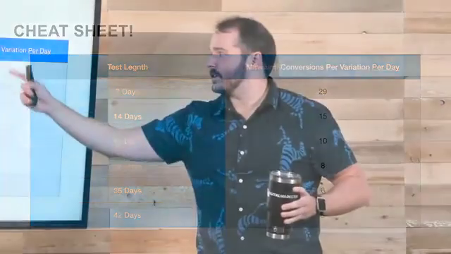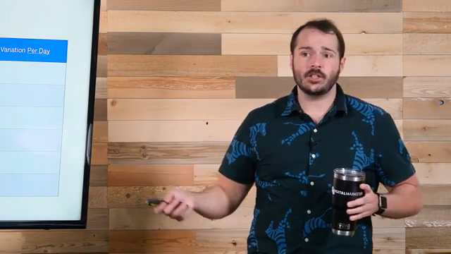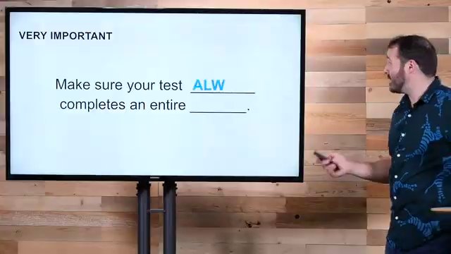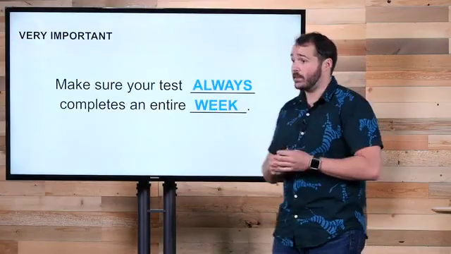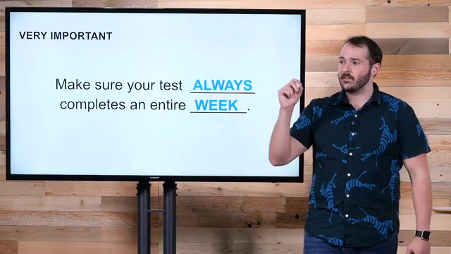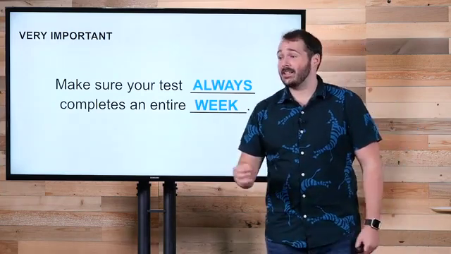And then say you're like, nope, don't get that, move to the next one. You're like, oh, I get 15 though. So it's a 2-week test. Cool. So this is a nice little cheat sheet. I'll also show you a calculator that you can use. Very important. Make sure your test always completes an entire week, like I said. People act very differently at different days of the week. People act very differently at different points in the day. People just act differently in general.